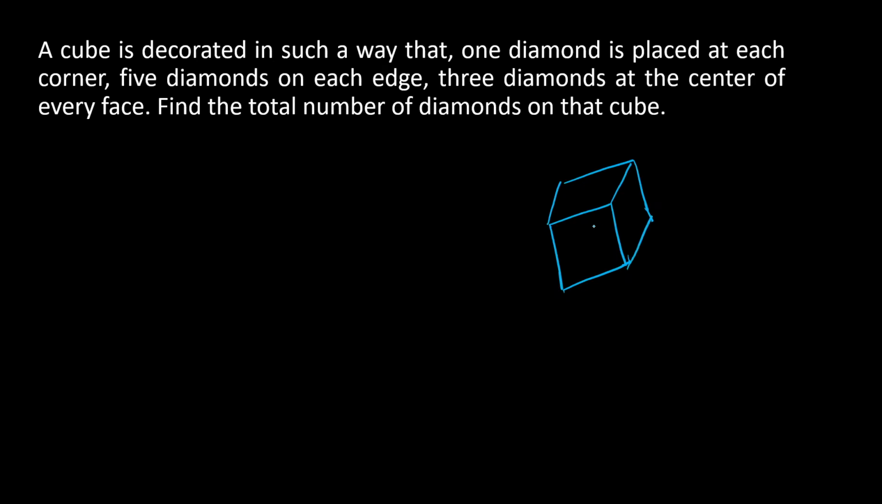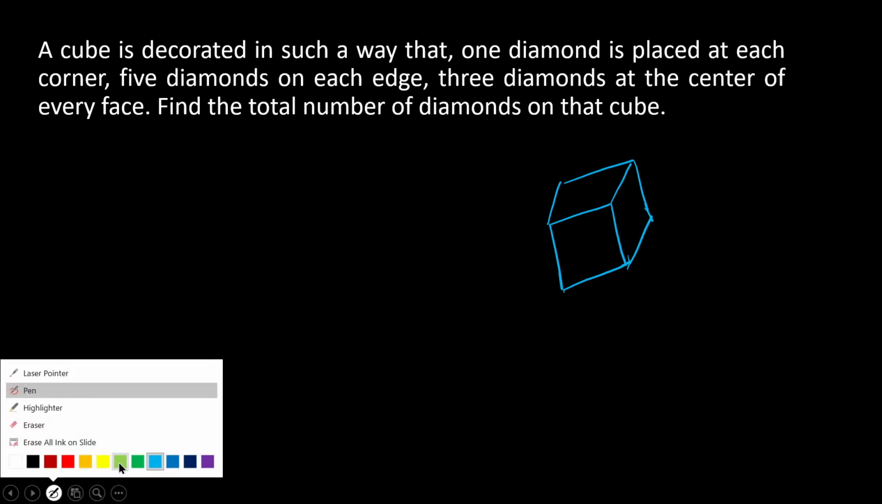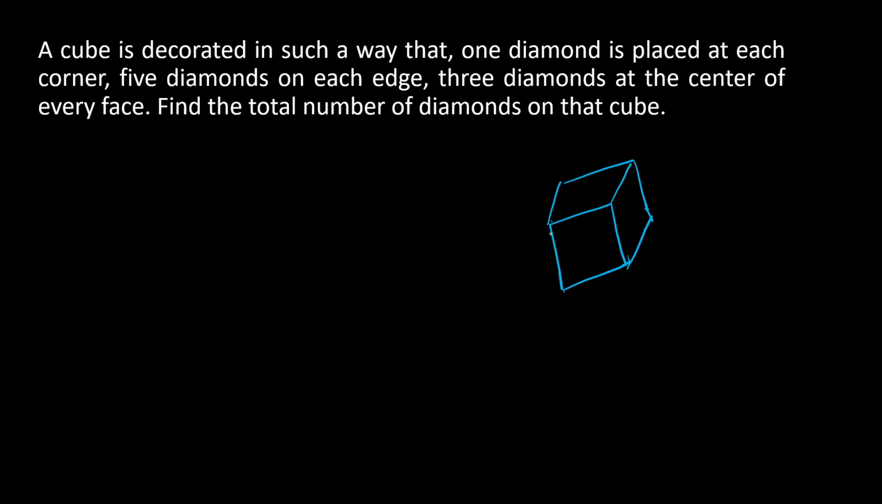So let's assume that it's a required cube now. So cube is decorated in such a way that one diamond is placed at each corner. So on any given corner, let's say for instance, you are given one diamond. So as far as corners are concerned, you will find 8 diamonds. So one diamond is placed at each corner. 5 diamonds on each edge. As this is an edge, you are given that on any given edge, there are 5 diamonds.